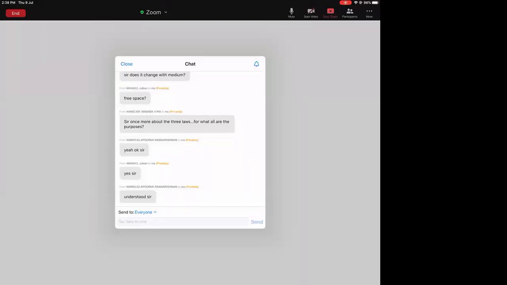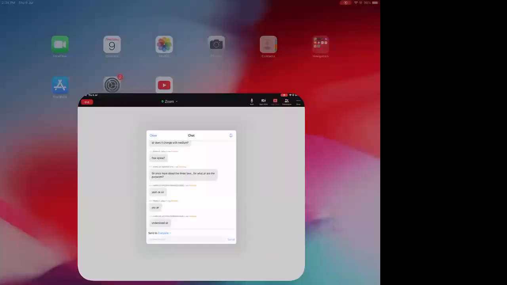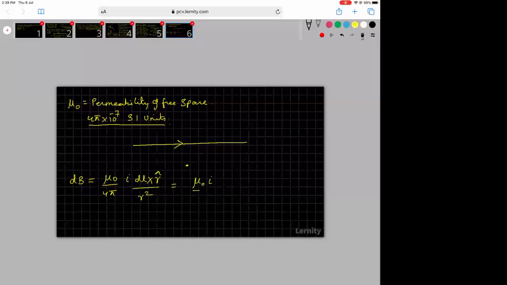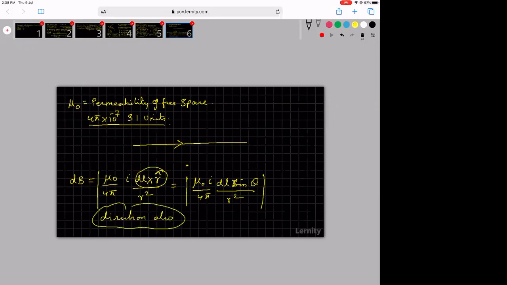There are no three laws. There is only one law. The one law is that if there is a current carrying wire, around it there is a magnetic field. That magnetic field is equal to mu naught by 4 pi I dl cross r cap by r squared. So that is equal to mu naught I by 4 pi dl sine theta by r squared. This is the magnitude. Because of this cross product, it will give you the direction also. So they are not three different laws. They are different ways of writing the same law. That one law is called the Biot-Savart law.